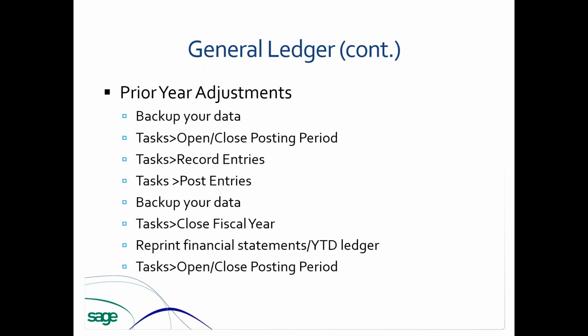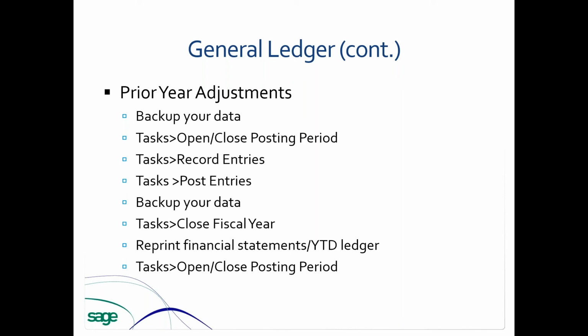I put another backup in here just in case you want to make double sure. You can back it up again. Then you're going to run Tasks, Close Fiscal Year. It's going to prompt you that you're not at the end of the year, but it has found that there were prior adjustments made, and so it's going to tell you that that's what it's going to close to retained earnings. And you're going to accept that.